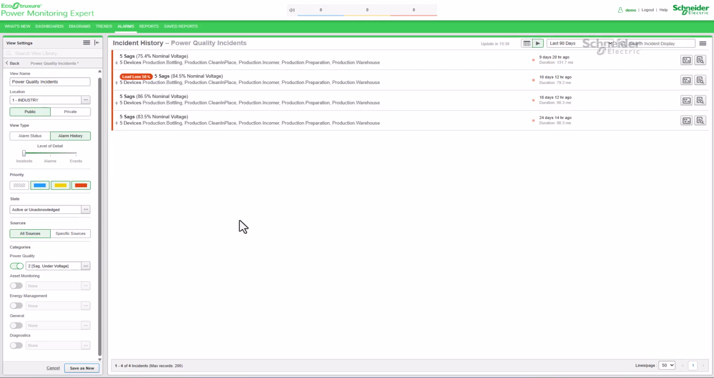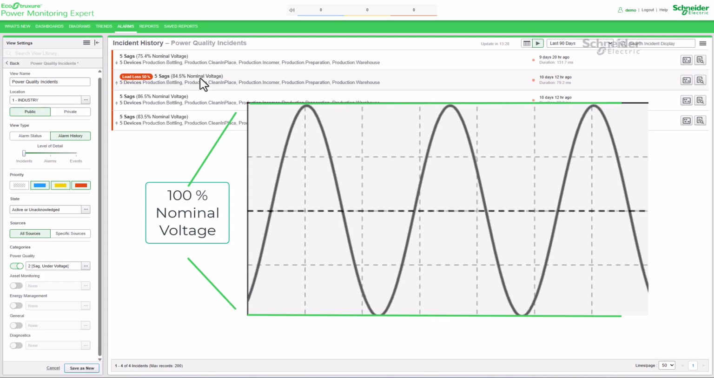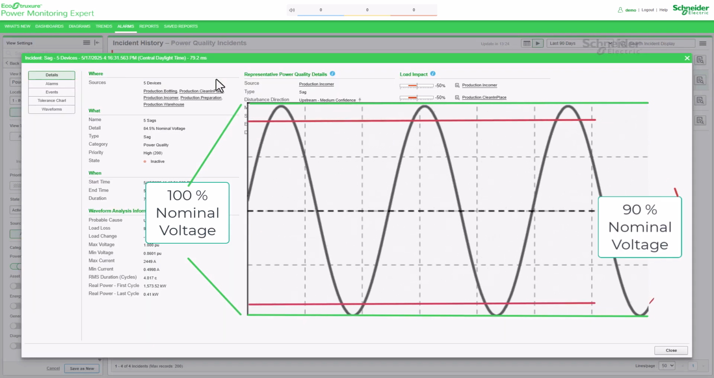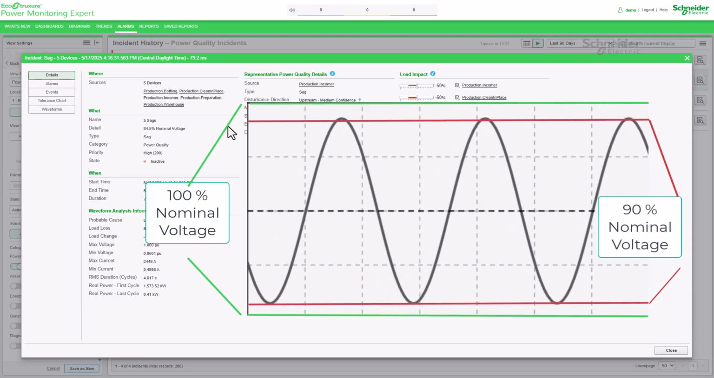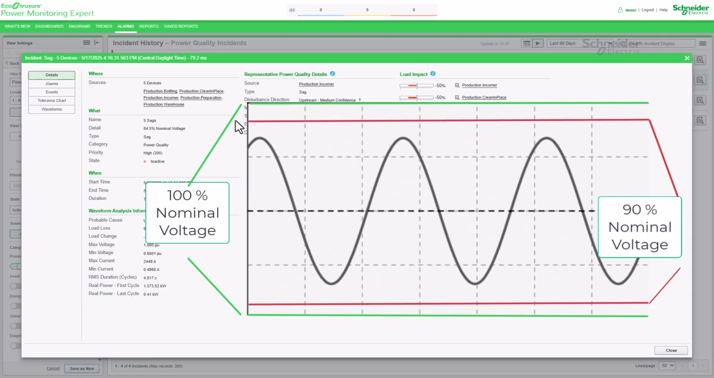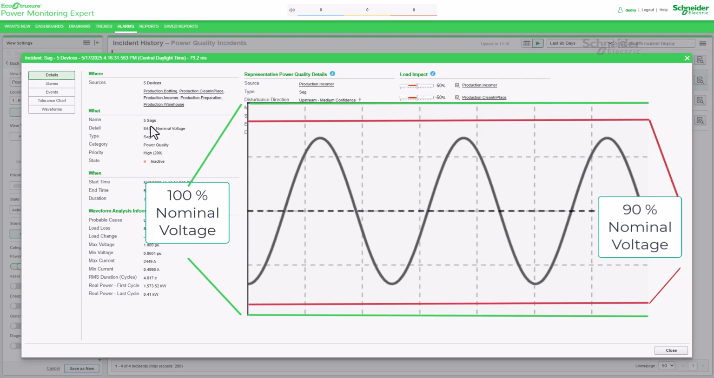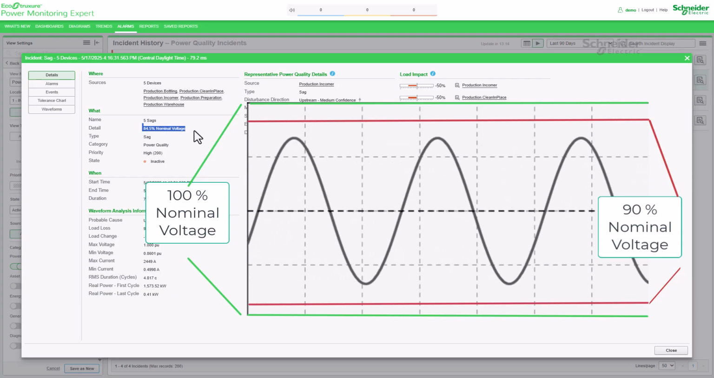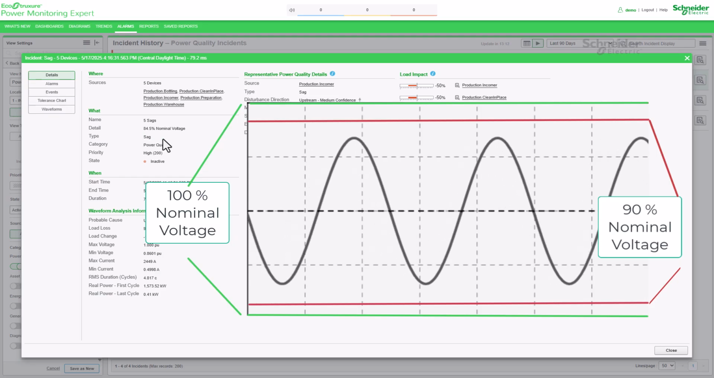Now if the voltage drops under 90% of the nominal voltage, and again depending on how long this happens, the power quality event is called undervoltage or sag. If this behavior lasts between half a cycle and 1 minute, it is called sag. If it lasts longer than 1 minute, it is called undervoltage.